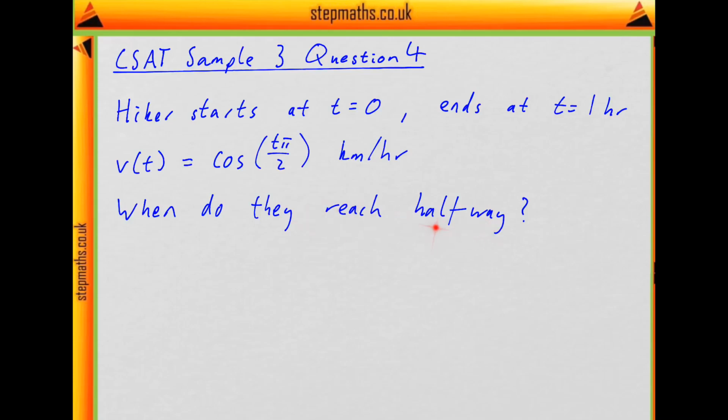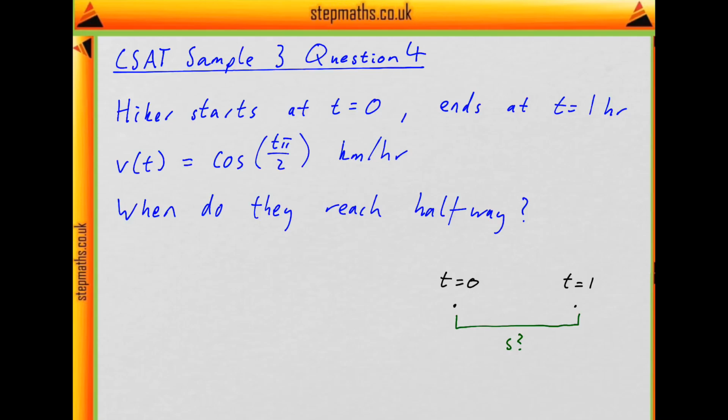part of what makes this difficult to start with is we're asked when they reach the halfway point, so in terms of having travelled half the distance, but we're not directly given any information about distance, so we're going to have to find out about that from what we are given. So we start at t equals 0, we reach some location at t equals 1, and we don't know how far this is, but we do know that we want to reach halfway.